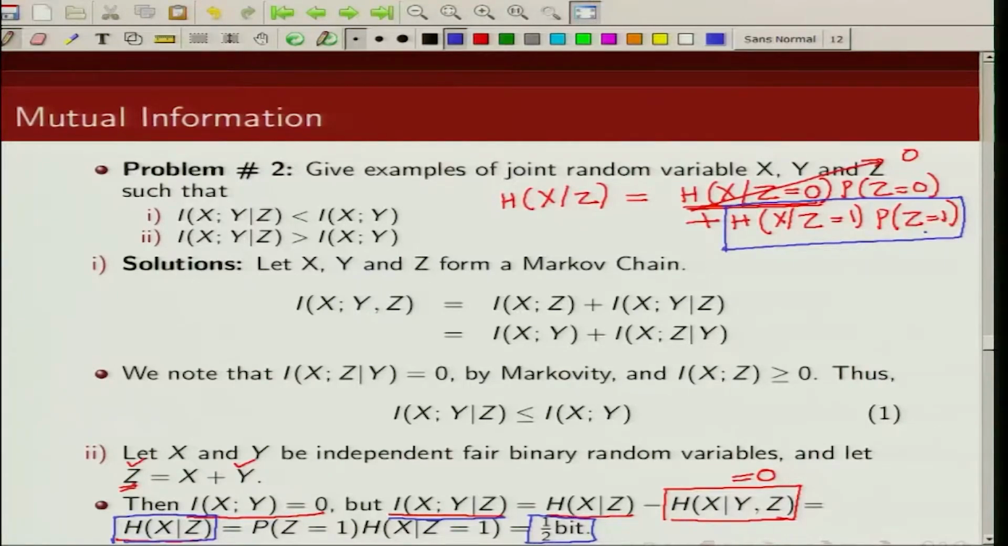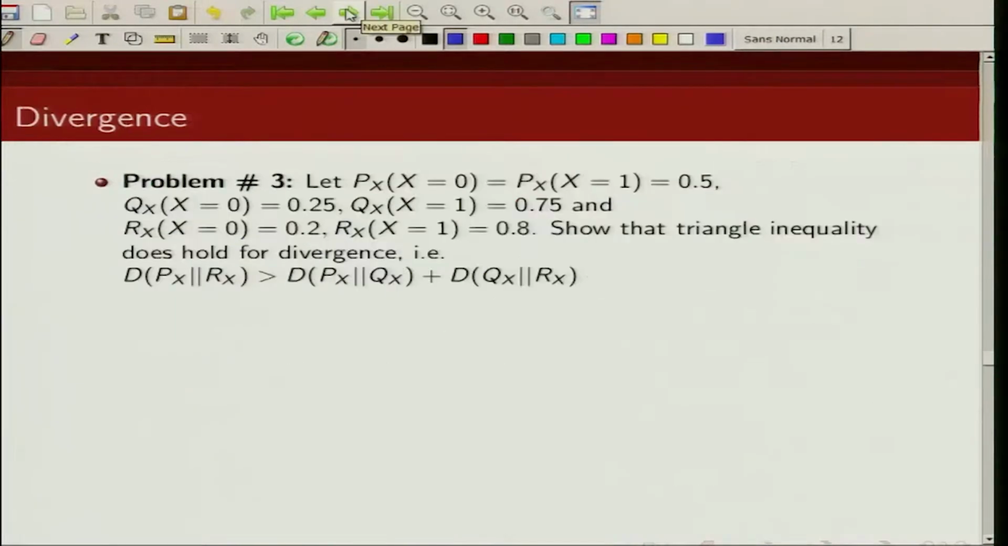So in this particular example you can clearly see that the mutual information between x and y given z, which is 0.5 bits, is more than the mutual information between x and y, which is 0. So hence we have shown through different examples that mutual information between x and y conditioned on z can be greater than the mutual information between x and y, or it can be less as well. Now let us look at another problem.